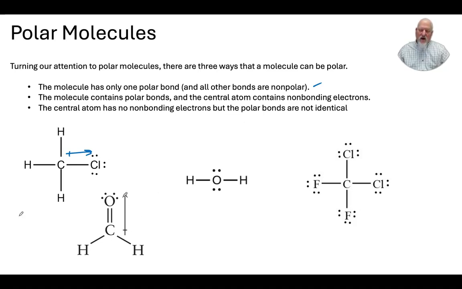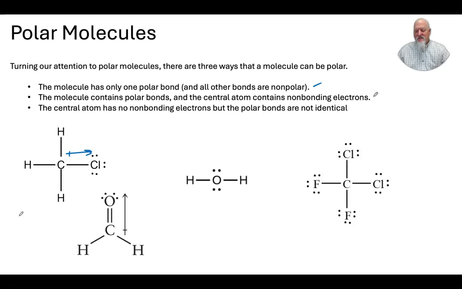Okay. Formaldehyde, the same thing. We have a dipole along the carbon-oxygen bond because that's polar. The carbon-hydrogen bonds aren't polar, so we get this overall dipole going towards the oxygen. Again, there's nothing canceling that, so that's a polar molecule.